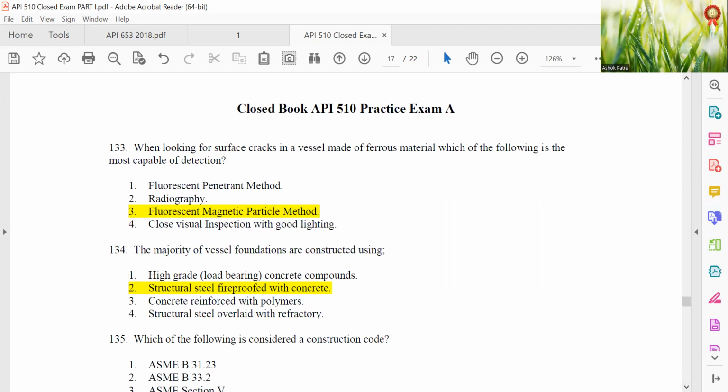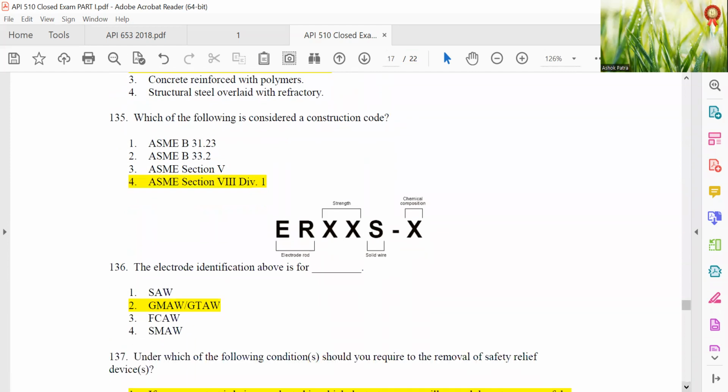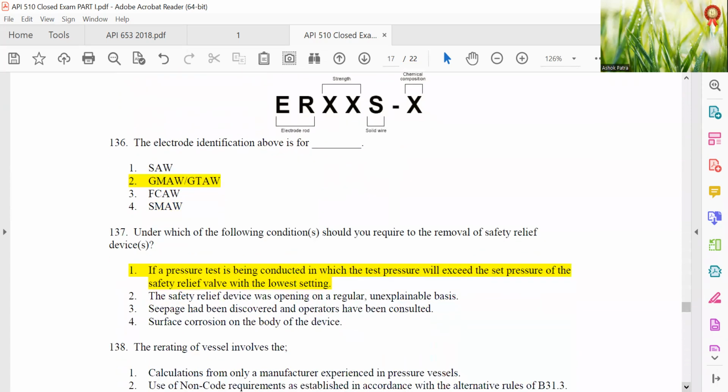The majority of vessel foundations are constructed using structural steel fireproofed with concrete. Which of the following considerations is in construction code ASME Section 8 Division 1 and B31.3? If it is there, but it is not there. The electrode identification above is for ER, electrode rod, strength, S and X, chemical composition. So that is GMAW, GTAW.